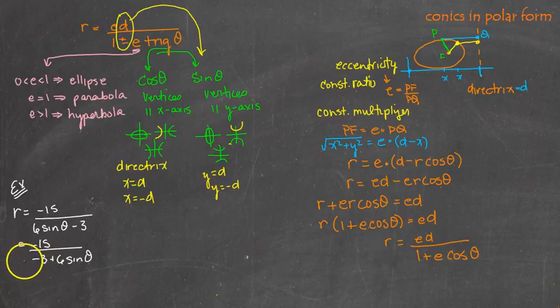So I could factor out a negative 3 and then cancel with the numerator, but I notice that everything cancels by 3, so I'm just going to do it in one step. Negative 15 divided by 3 is 5. Negative 3 divided by negative 3 is 1. And positive 6 divided by negative 3 is minus 2 sine theta. So that means I have this value here, my eccentricity, which tells me that e is greater than 1. Therefore, I'm looking at a hyperbola.